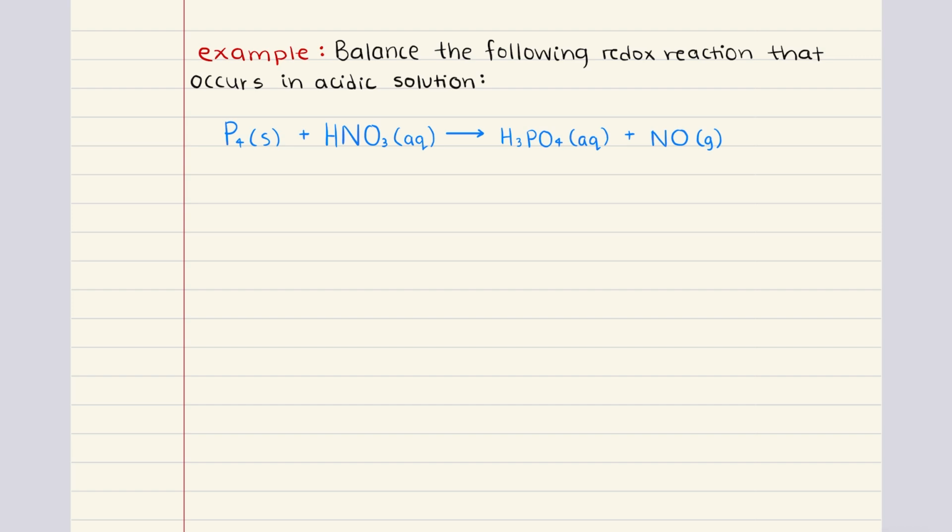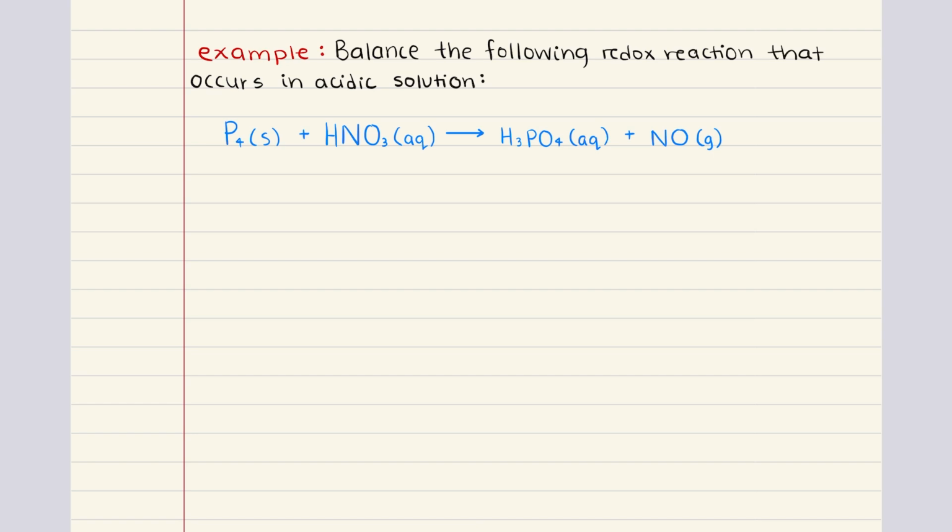Let's start with this example problem. Balance the following redox reaction that occurs in acidic solution. In this reaction, we have tetraphosphorus reacting with nitric acid to form phosphoric acid and nitrogen monoxide. Let's begin with step 1, where we need to assign oxidation numbers. We're going to assign oxidation states to all of the elements in this unbalanced equation.